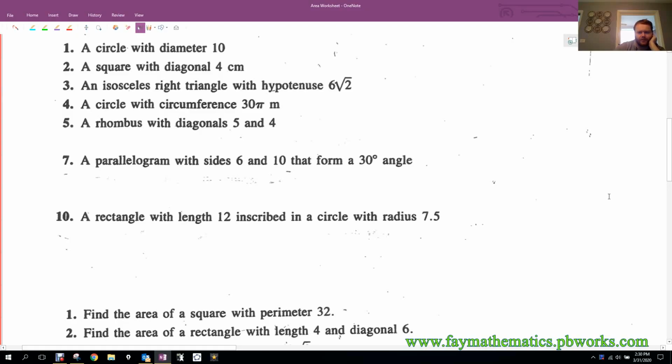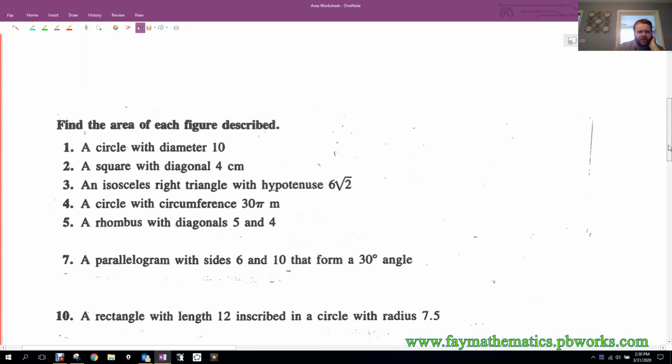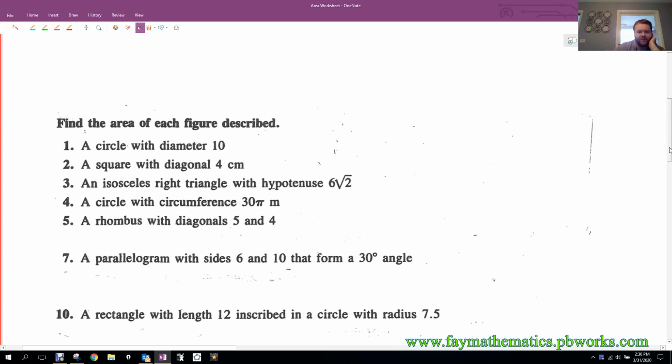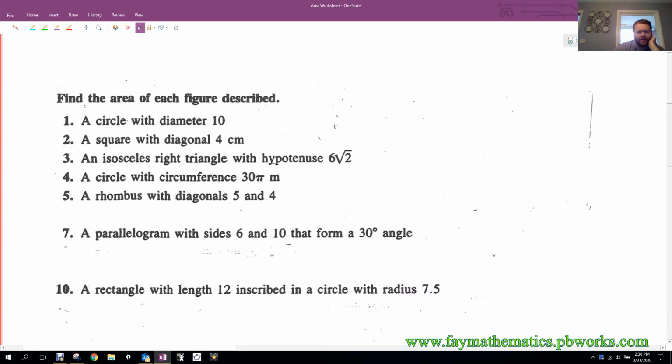Alright folks, I want to cover a few of these questions with you in regards to at least getting a picture set up. I suggest on this worksheet that you draw pictures. So I'm going to bounce around here a little bit. I think a lot of these are pretty self-explanatory.